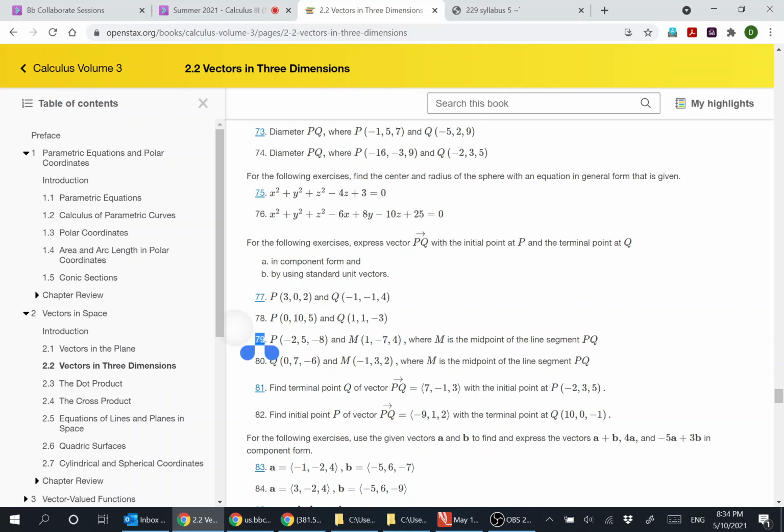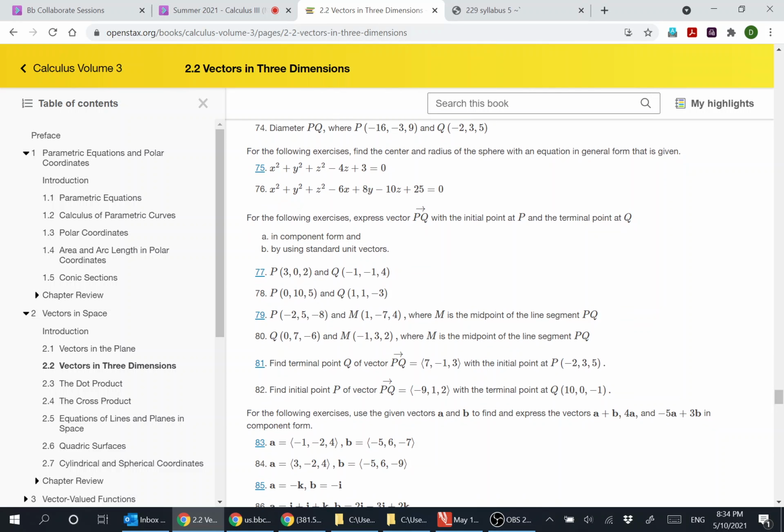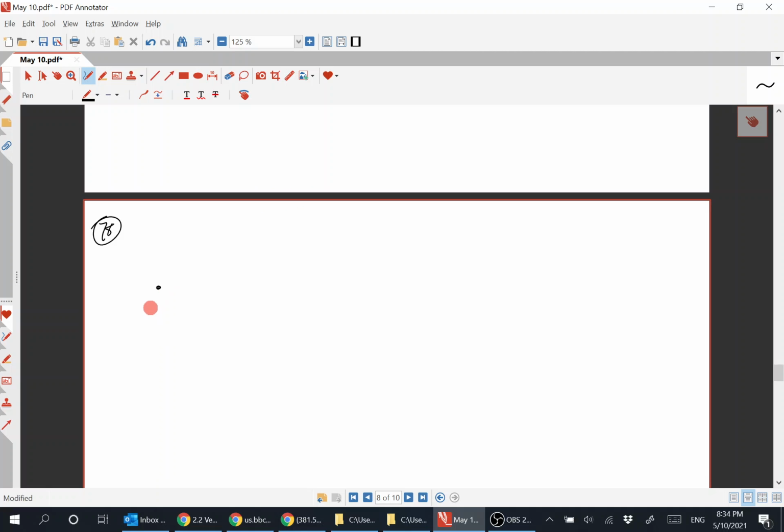We've got P and Q, so just find the vector PQ. So we got P as 0, 10, 5. And you've got this point over here, Q, which is 1, 1, negative 3. So the vector PQ, again, is head minus tail. So 1 minus 0, 1 minus 10, minus 3 minus 5. So 1, negative 9, negative 8. And that's the component form.